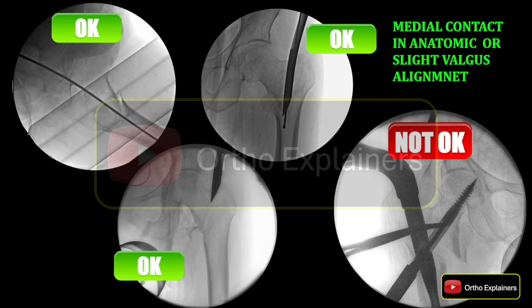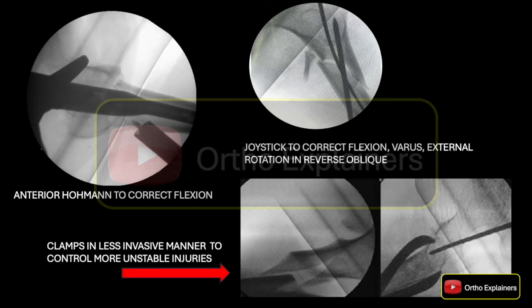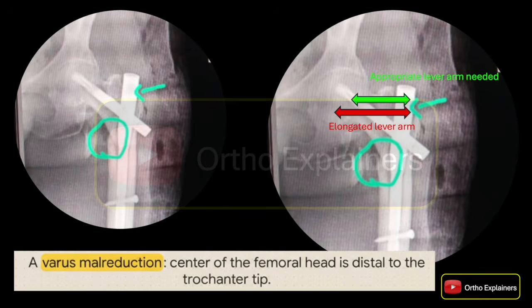Now, before a single piece of metal goes in, your entire goal is to restore that medial cortical contact. Why? Because losing that medial support is one of the single biggest predictors of mechanical failure and implant cutout, period. And hey, don't be a hero trying to get that reduction. Use every tool in your toolbox. Percutaneous clamps, joysticks, even some temporary K-wires. These things are essential for getting control of the fragments and holding that reduction, all without having to do a massive soft tissue stripping.